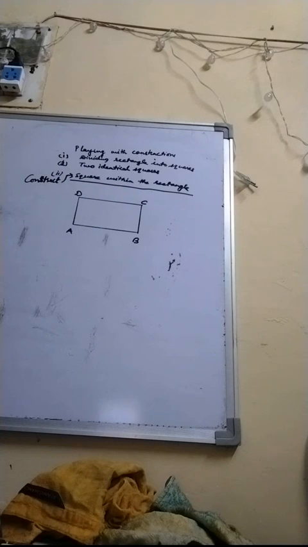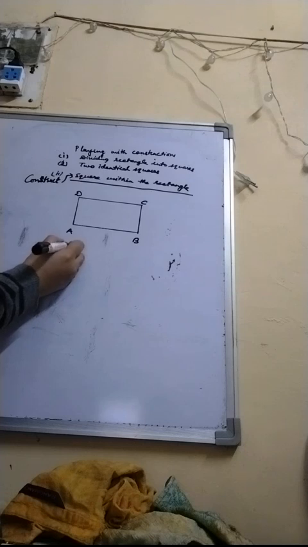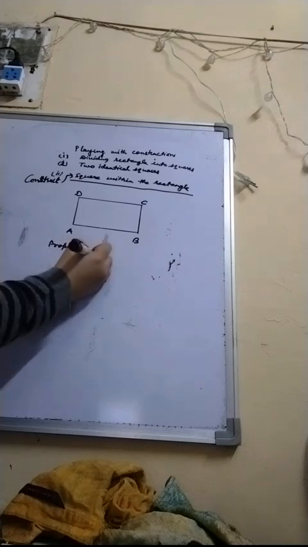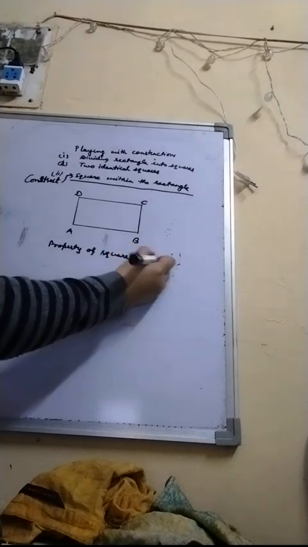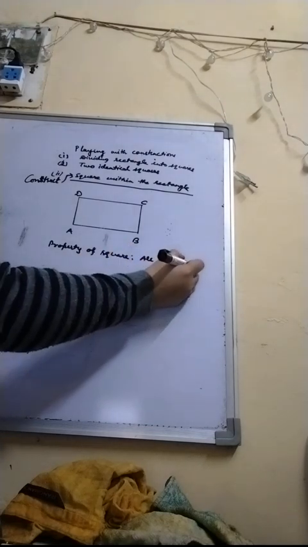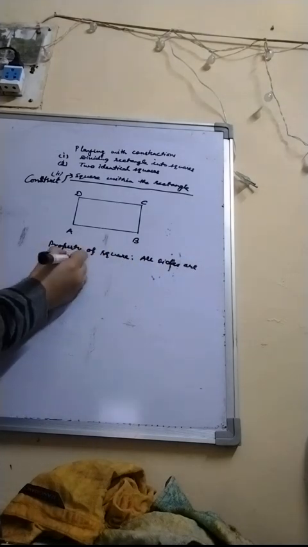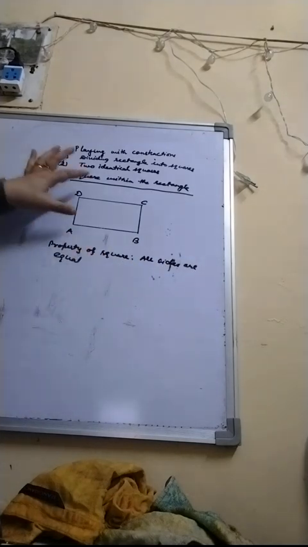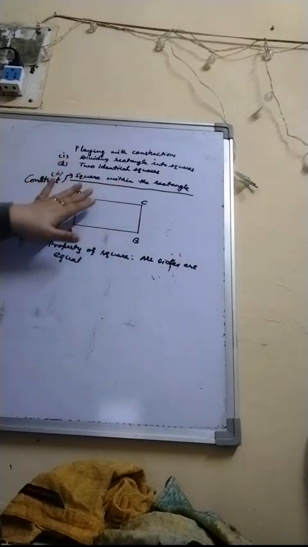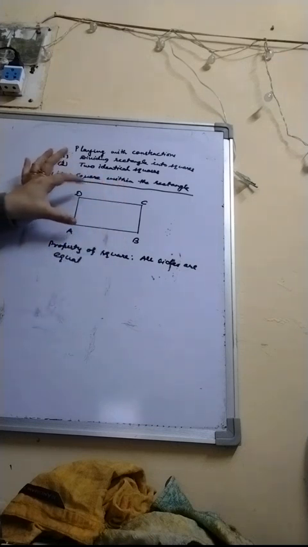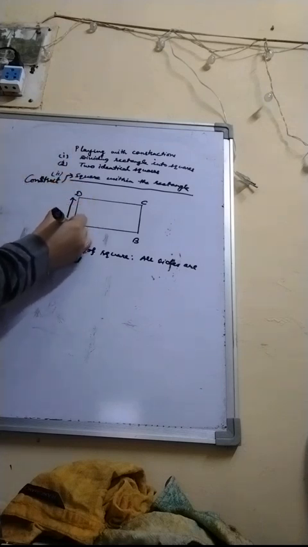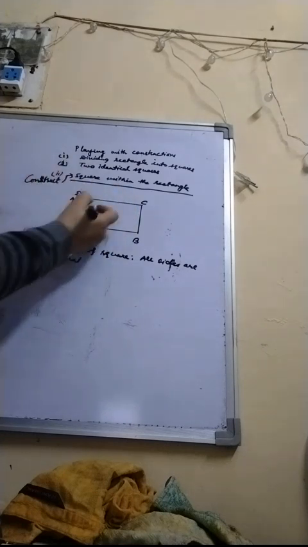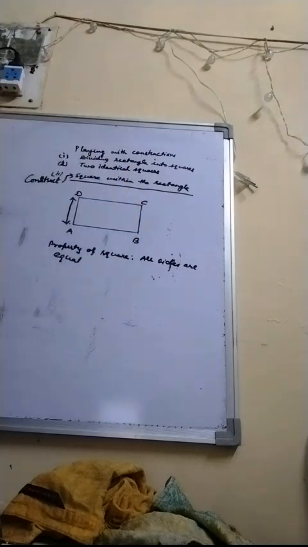So basically, what is the property of a square? You recall again, the property of a square is all sides are equal. Now if you have to construct a square within the rectangle, then one of the sides would be equal to AD, then only you would get a square, and the other side should also be 6 centimeter.